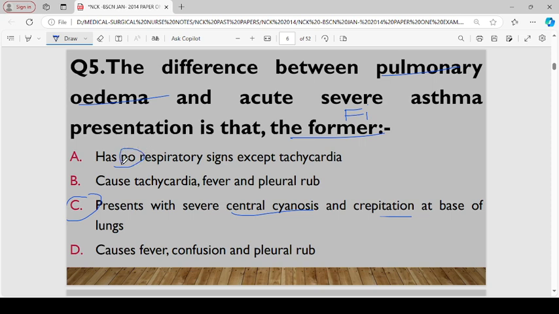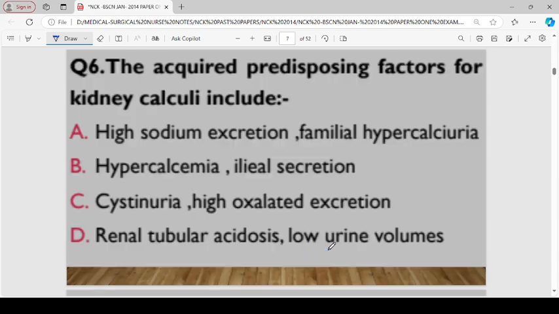So this makes this one wrong, especially which conditions? Dyspnea, cough, wheezing, right? It causes tachycardia, fever. The rub is not there. The rubs makes those options wrong. That's why we have settled at option C.